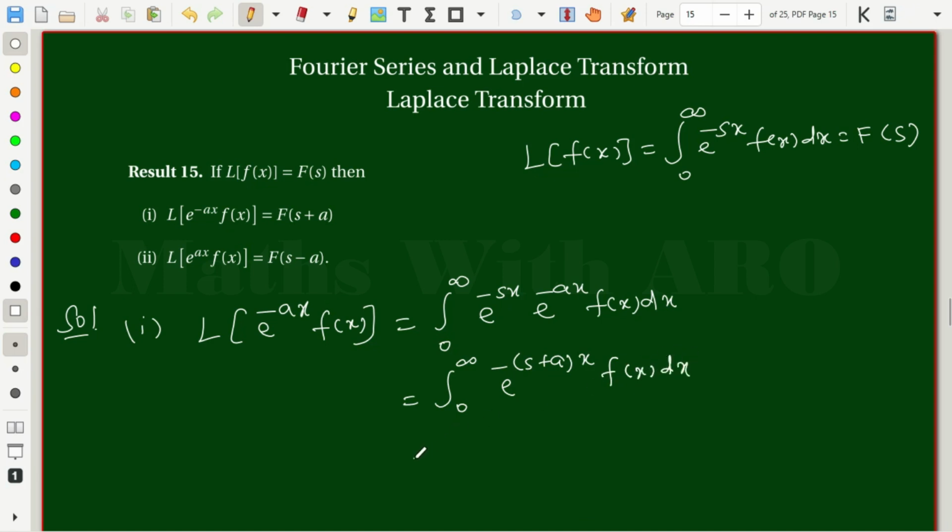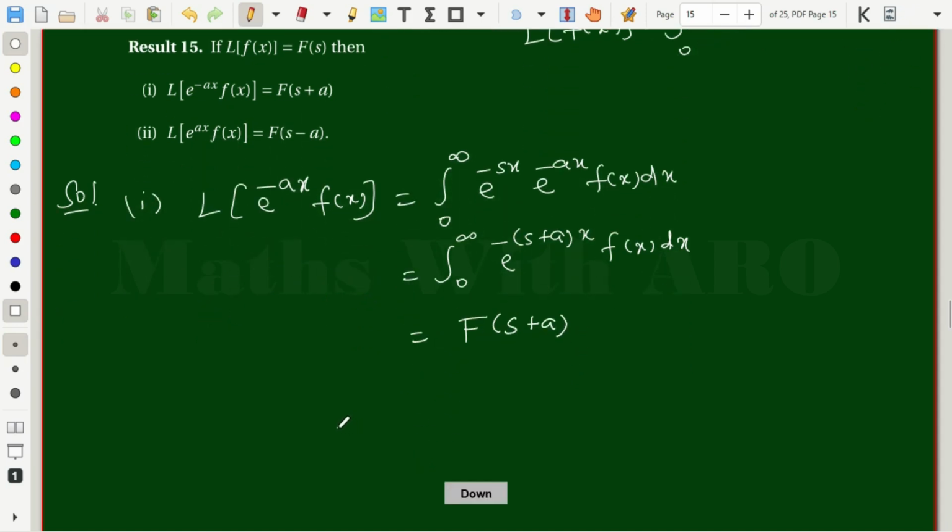Okay, so what about capital S? Capital S is nothing but coefficient of x in the term e power minus sx. So இங்கே கம்பேர் பண்ணோம் அப்படின்னா x ஓட coefficient பார்த்தீங்க அப்படின்னா s plus a அப்படின்னு கிடைச்சிடும். That means capital F of s plus a. So similarly we can prove that another result also.